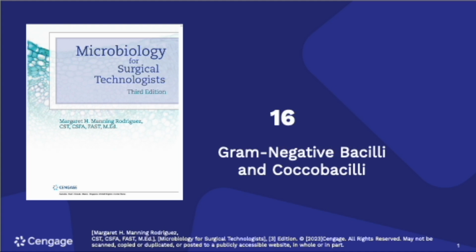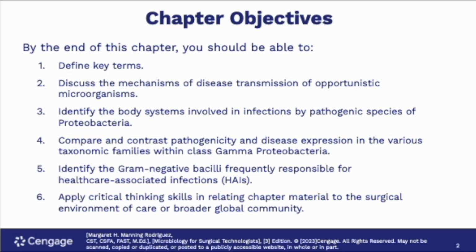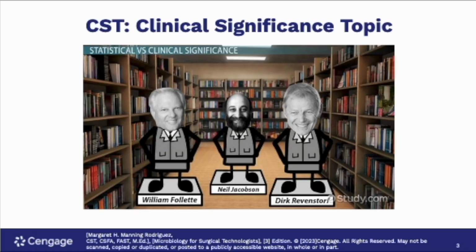Welcome to your week 7 mini session for ST210, chapter 16, gram-negative bacilli and cocobacilli. Let's get into our chapter objectives. We have to talk about key terms. We have to discuss the mechanisms of disease, identify body systems, look at pathogenicity, identify gram-negative bacilli frequently responsible for HAIs, and then put everything that we thought into critical thinking and how it relates to our environment in the operating room. But with every microbiology, there's always clinical significance.